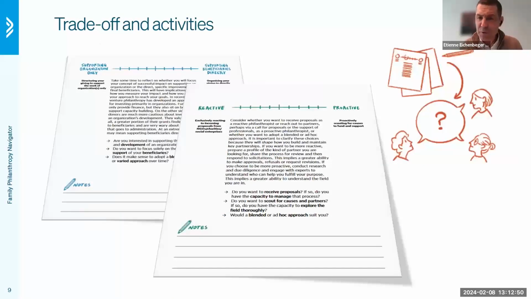We also put some trade-offs. My experience is that the choice of giving is led by many tensions, and those tensions can vary as perceptions within families. Now I put reactive and proactive, which is an obvious one. Do I choose organizations which I want to support? Do I do a call for proposals?